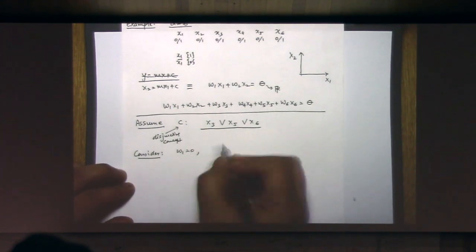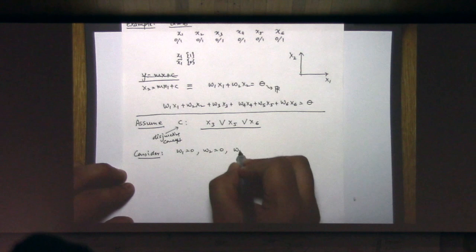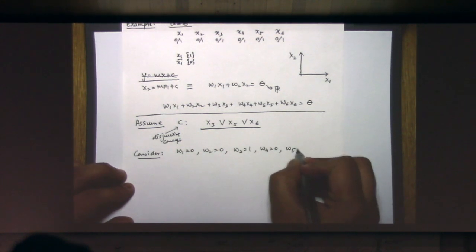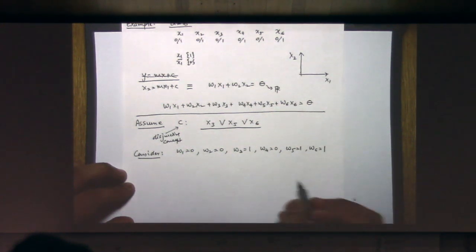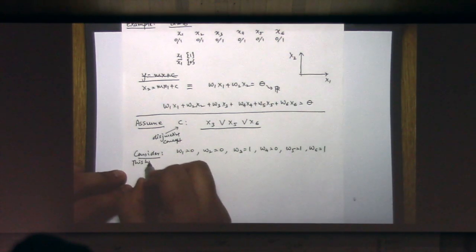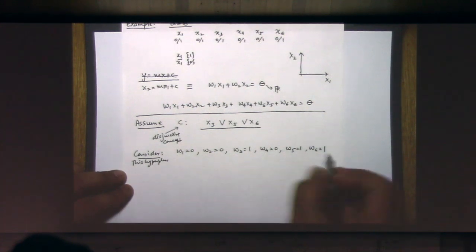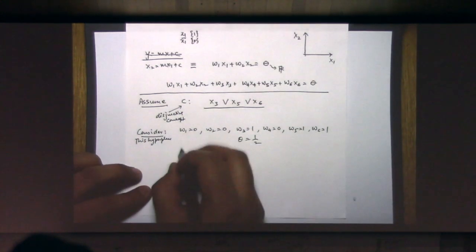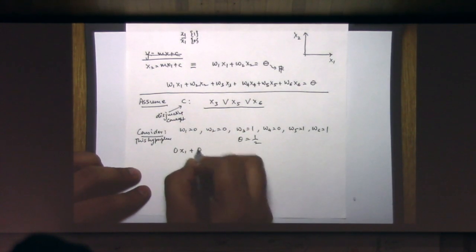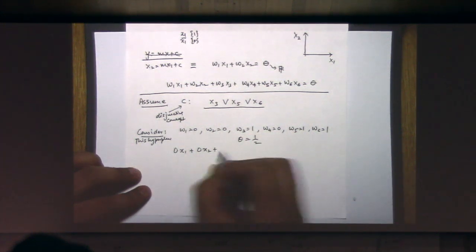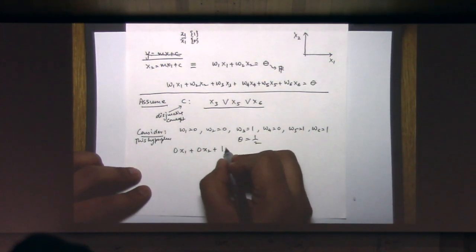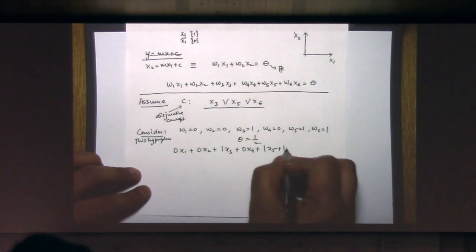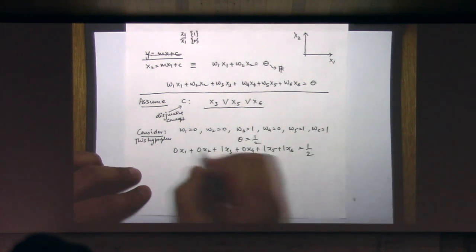W1 equal to 0, W2 equal to 0, W3 equal to 1, W4 equal to 0, W5 equal to 1, W6 equal to 1. So consider this hyperplane. When I say this hyperplane, it means theta equal to half, right? So the equation of the plane will be 0 times x1 plus 0 times x2 plus 1 times x3 plus 0 times x4 plus 1 times x5 plus 1 times x6 equal to half.